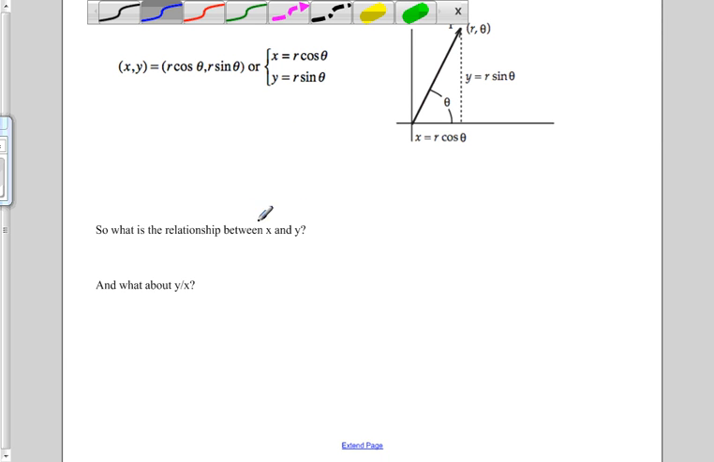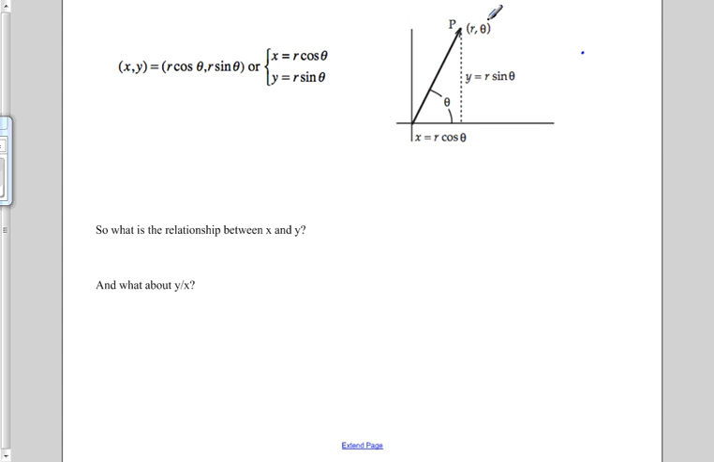All right, so there are some really important relationships that we need to look at. If this is the point r theta, where this distance here is r, and the angle theta is shown as given, using what we know about trig, if we wanted to put it in terms of x and y, our y value is just r sine theta, and our x value is r cos theta. So therefore, x, y in regular rectangular coordinates are r cosine theta, that's the x, and r sine theta, which is the y.